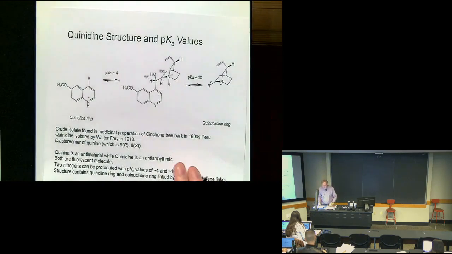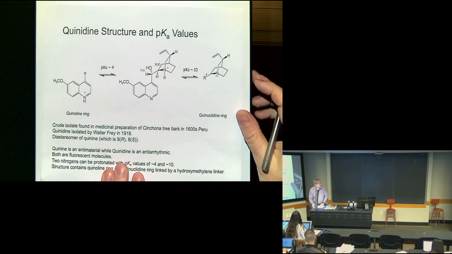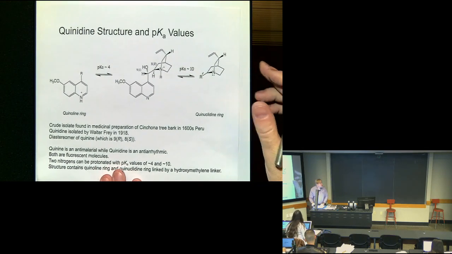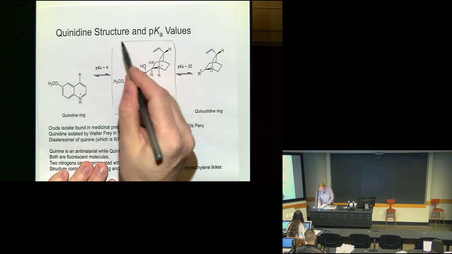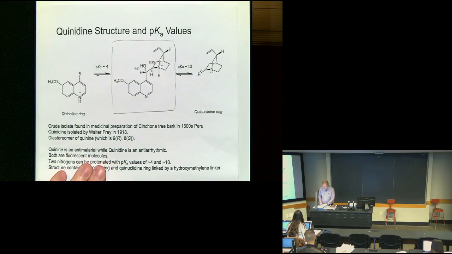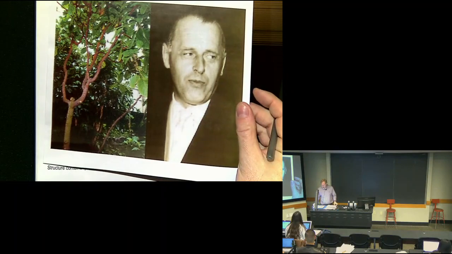Okay, that's the target. How about what quinidine looks like? The structure is shown here in the middle, and I show different ionization states on either side. The crude isolate was found from this tree bark in 1600s, and it was first isolated by this guy Walter Frey. Not a lot of Walters, so I have to do a little shout out. There he is.